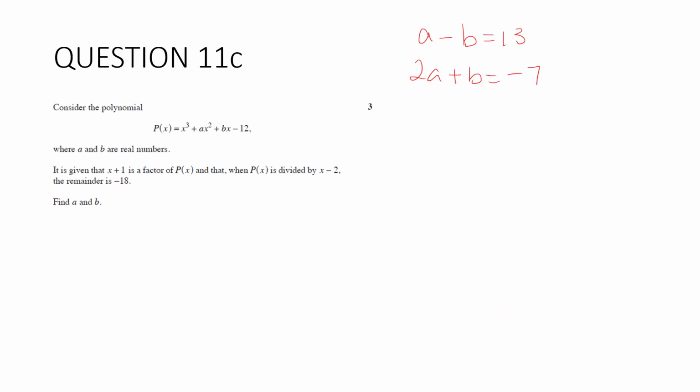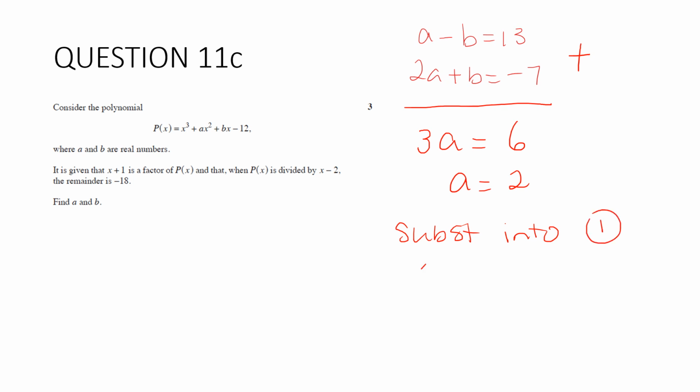Let's do simultaneous equations through elimination. We're going to add these two together. And we end up with 3a is equal to 6. a is equal to 2. And substitute back into 1. You get 2 take b is equal to 13. b is equal to negative 11.